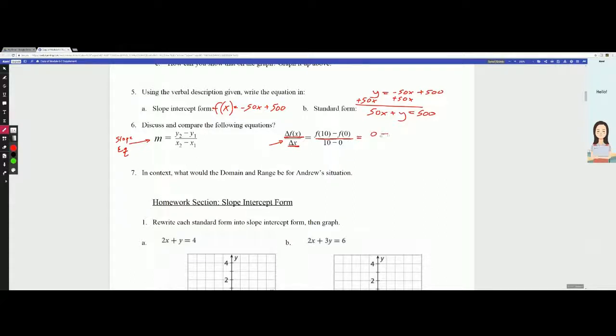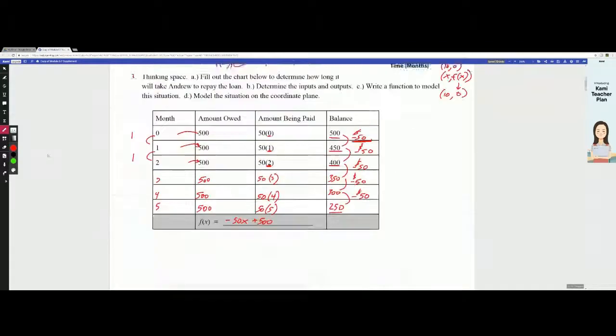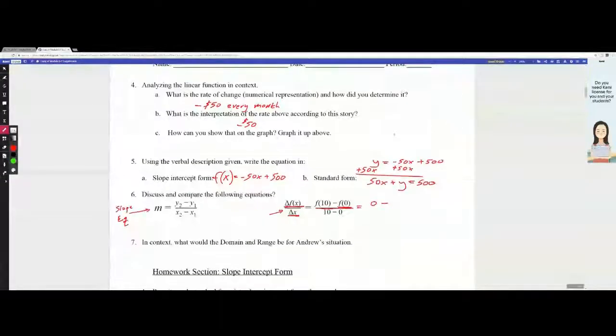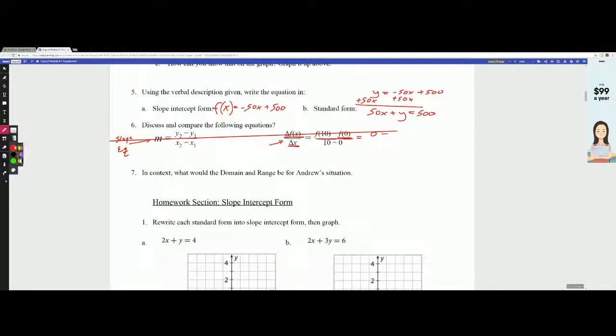Now what was our value for f of 0? Let's go to the table again. For when x was 0, f of x was 500. So let's go minus 500. That's how much he owed. Okay. Now we had 10 minus 0 because this was from 10 months to 0 months. We have negative 500 divided by 10. You reduce, and you should get negative 50. There we go. Minus 50.